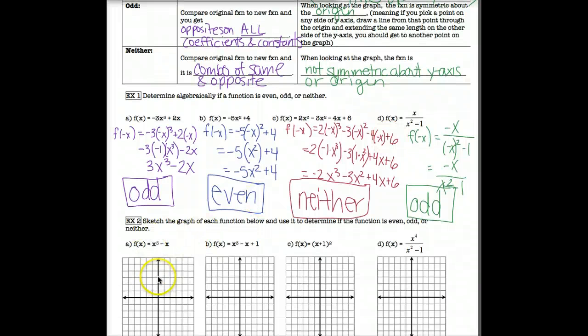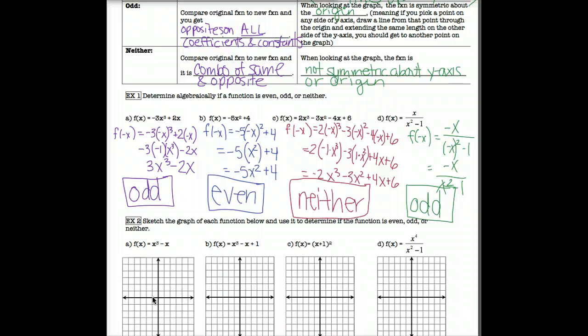So it says sketch a graph of each function below. Use it to determine if the function is even, odd, or neither. So what we are going to do is we are going to look and we are going to sketch x cubed minus x. So if you don't already have your graphing calculator out, get it out and punch in that function. And again, this is a sketch. It doesn't have to be perfect, but we probably do want to be relatively accurate.